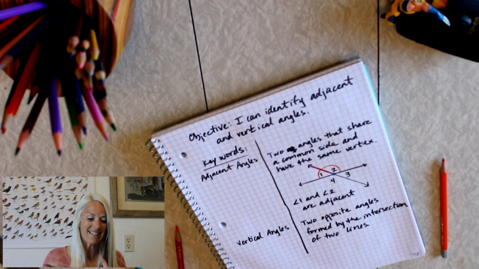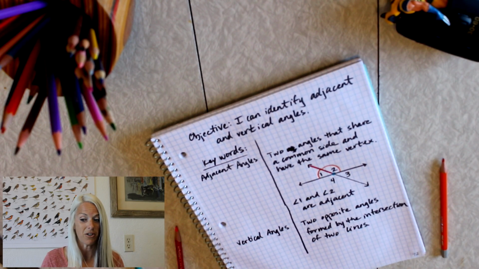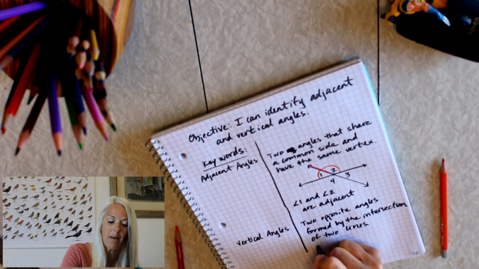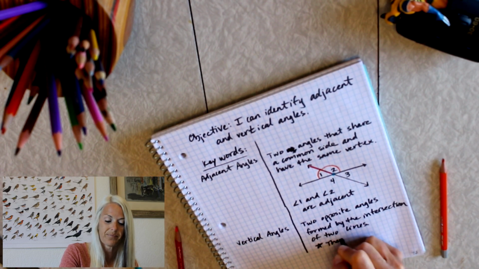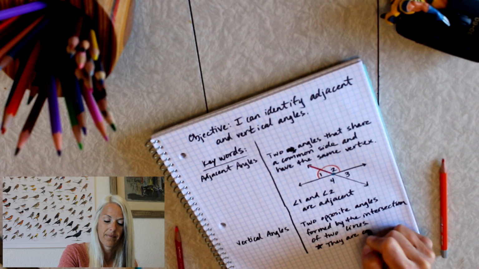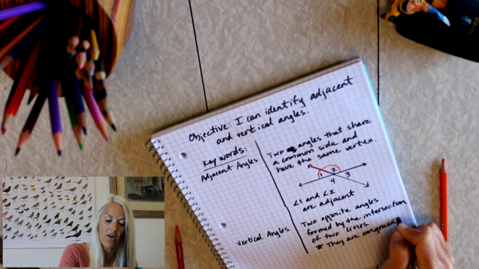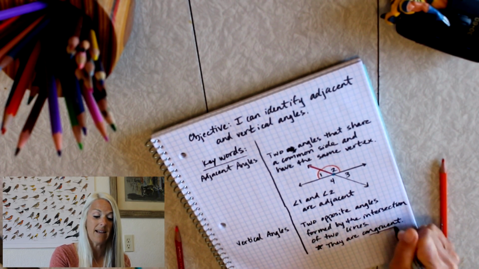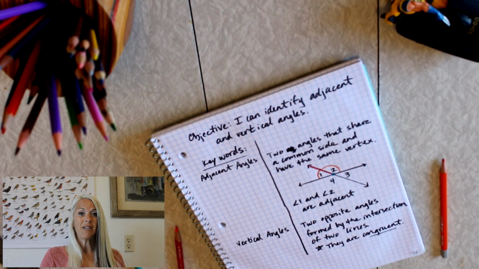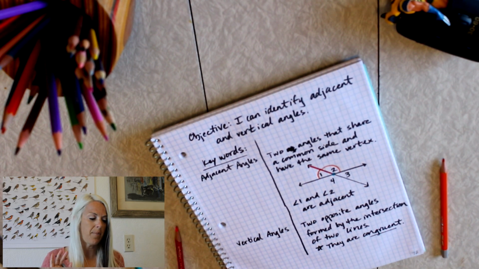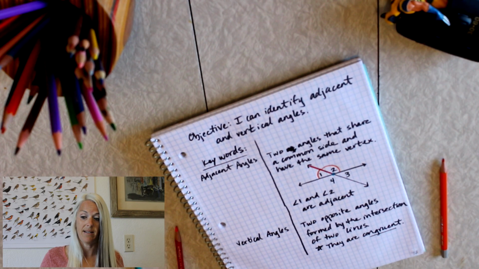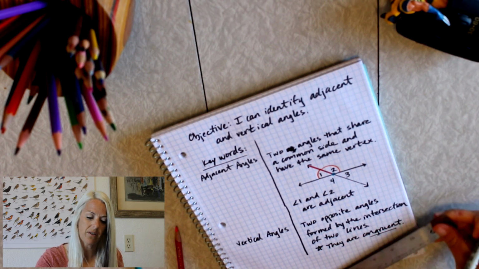All right, so back to the lesson. Vertical angles, two opposite angles formed by the intersection of two lines. An important note about vertical angles is they are congruent. They are congruent. Now, what does congruent mean? That is a big word in math, and it just means the same. They have the same degree measurement. So let's take a look at a picture that will help us understand vertical angles.